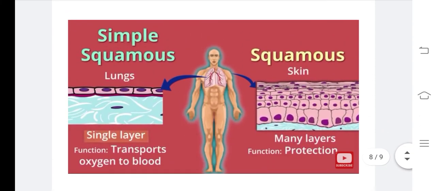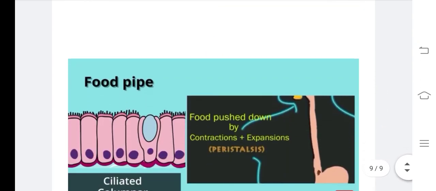Simple squamous epithelial tissue is present in the lungs. Stratified squamous epithelial tissue is present in the skin. Why? Because it helps for protection. I hope you understand. Why is it like this? If it is a simple single layer, it transports oxygen to the blood very easily. I hope you understand, children.